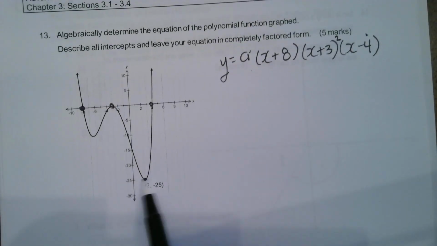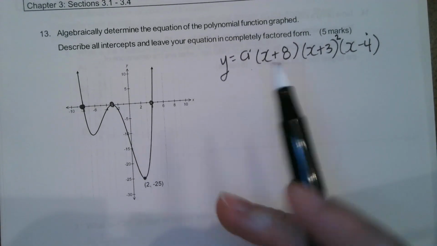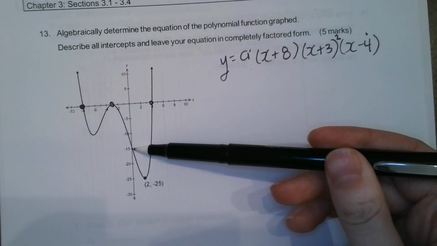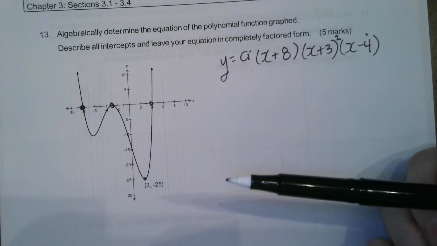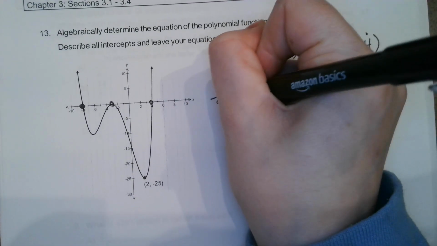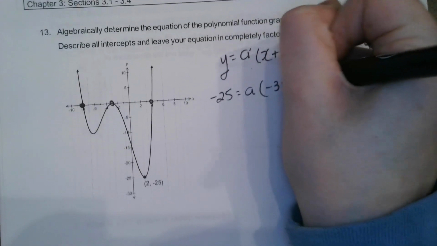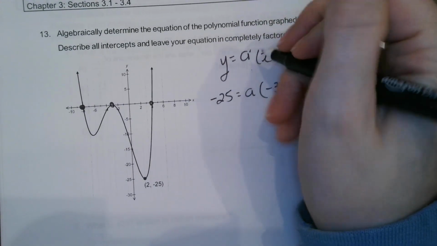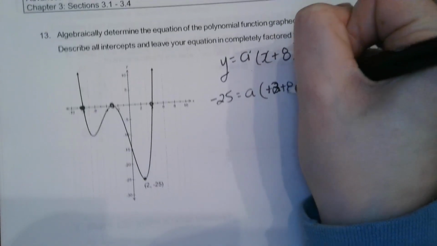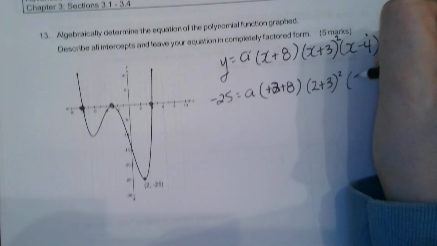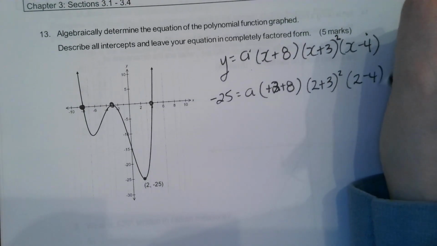They're giving you this point, so that's what I would plug in. I might not give you a point, and you would just have to pick it off your graph. So like a y-intercept would be a good place to find a point. So negative 25 equals a. Negative 3 plus 8. Oops, sorry, I did that wrong. That's positive 2. Positive 2 plus 8. Positive 2 plus 3. And then 2 minus 4.